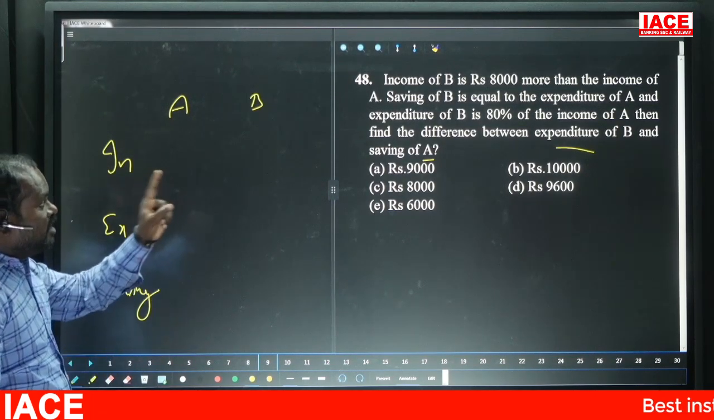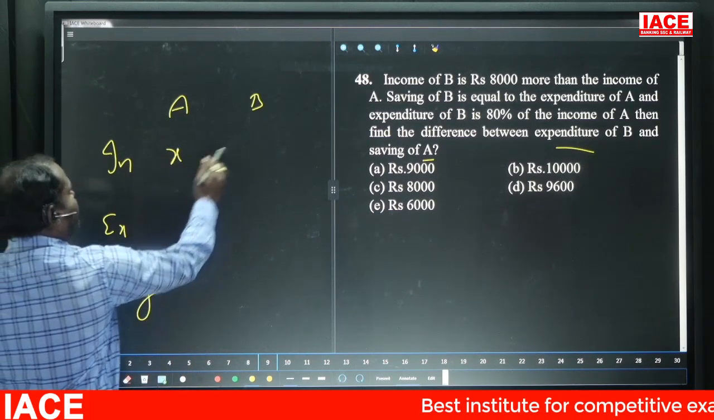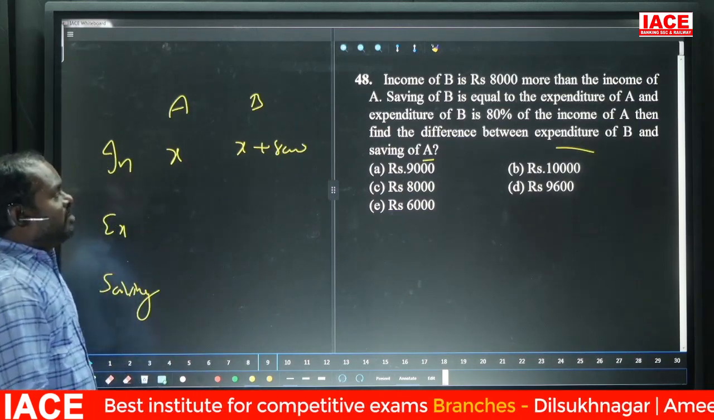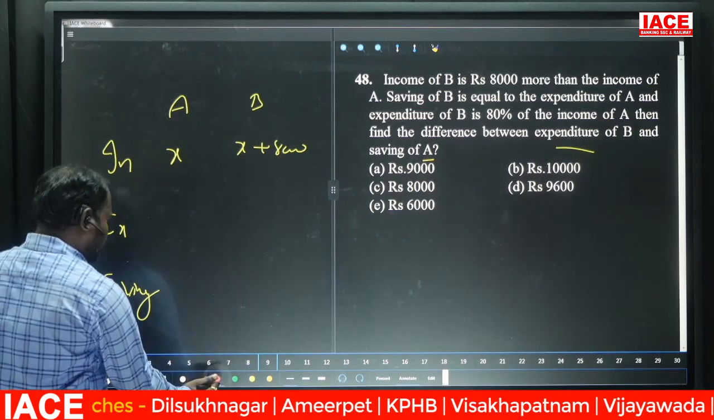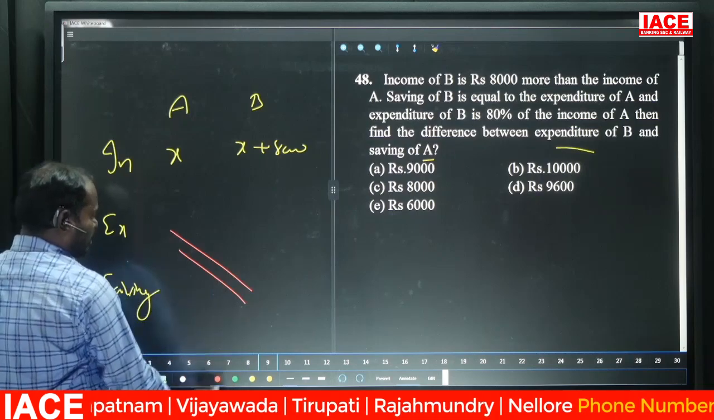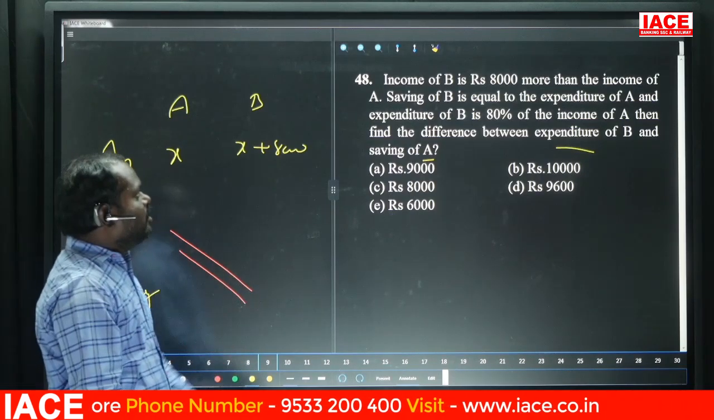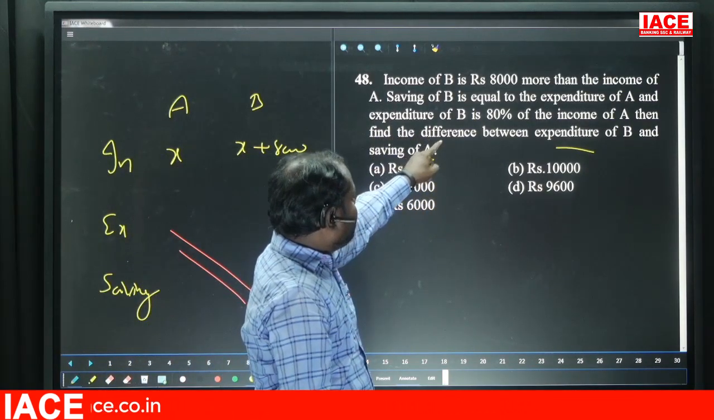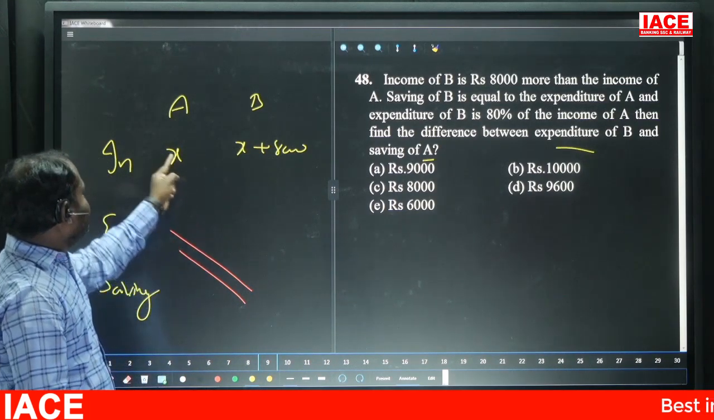So first, income of B is 8,000 more than A. For example, if A's income is X, his income will be X plus 8,000. And saving of B is equal to expense of A. These two things are equal. Next, one more condition: expenditure of B is 80% of income of A. Expense of B is 80% of this.